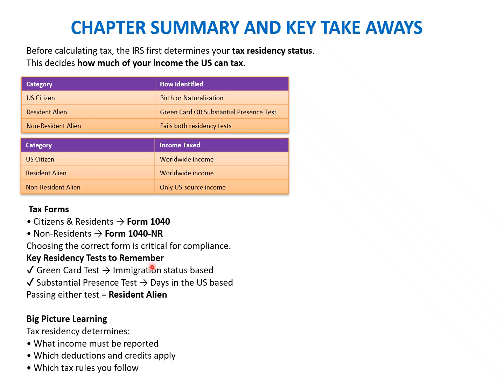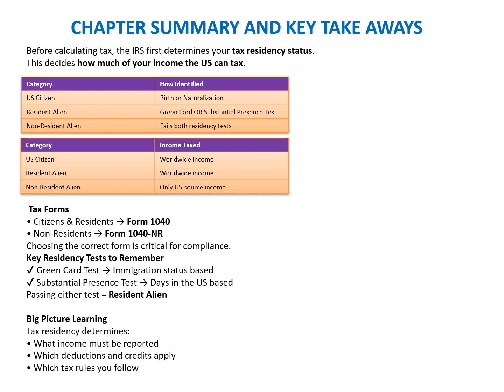Key residency tests to remember: the green card test, which is immigration status based, and the substantial presence test, which is based on days present in the US. Passing either of the tests equals resident alien. A big picture learning is that tax residency determines what incomes must be reported, which deductions and credits apply, and which tax rule to follow. So we'll move to the final thank you slide and we'll quickly see what we are going to cover in the next chapter.